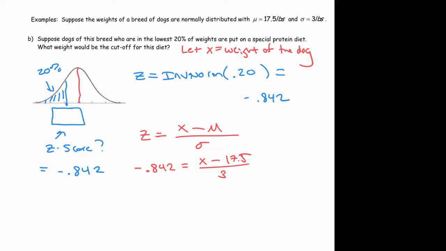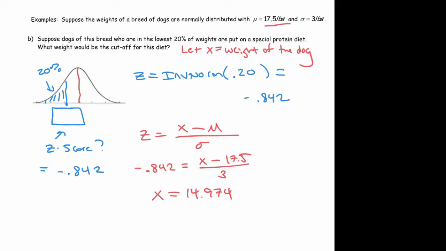So using a little algebra, and if you're in my class watching this, you don't need to show your work for this. You can just do this on your calculator. So we need to do negative 0.842, times by 3 to undo that division, and then add 17.5, and that tells me that the weight is 14.974.